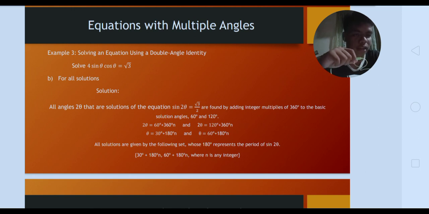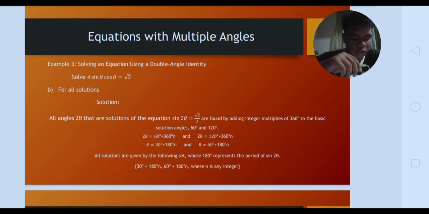Multiplied by any integer. Or theta is 30 degrees plus 180 degrees n, and theta is equal to 60 degrees plus 180 degrees n, which is divided only by 2. All solutions are given by the following set, where 180 degrees represents the period of sine 2 theta: 30 degrees plus 180 degrees n, 60 degrees plus 180 degrees n, where n is any integer.